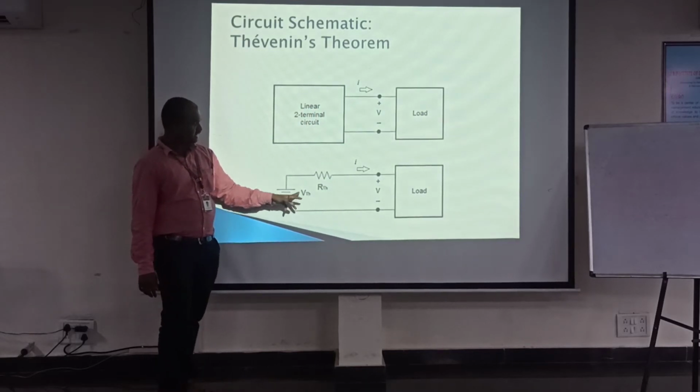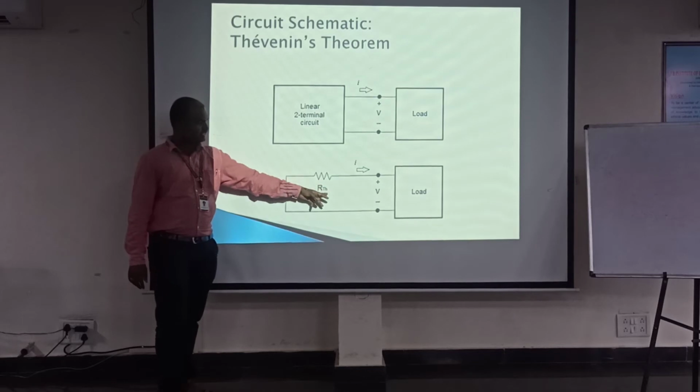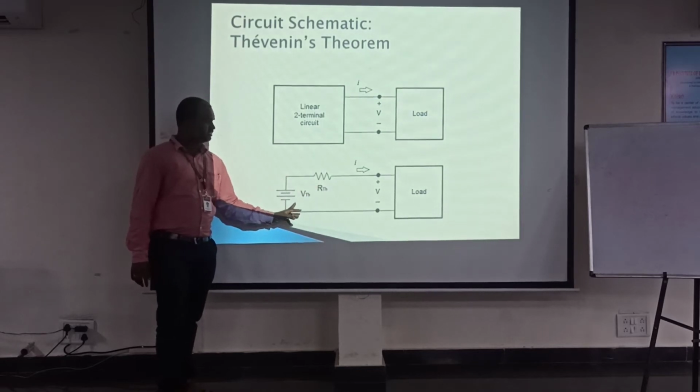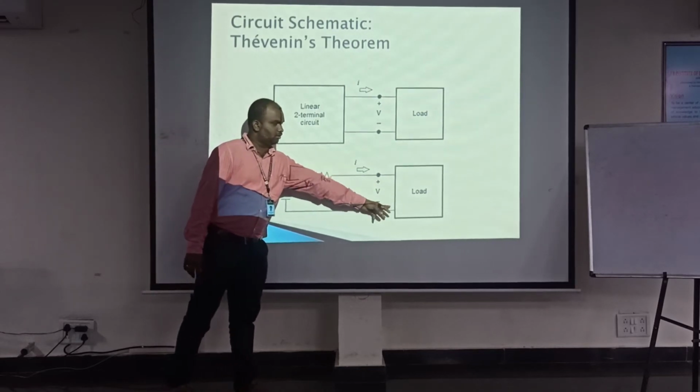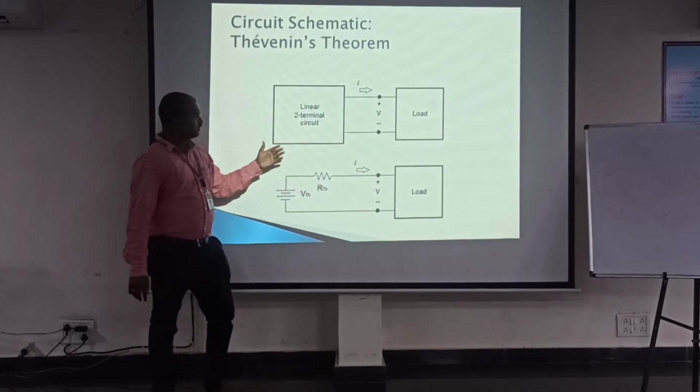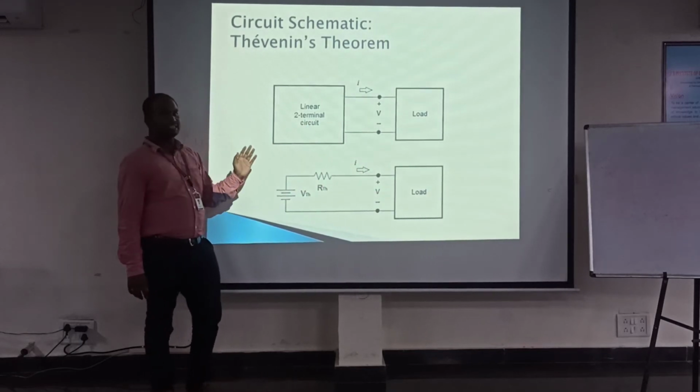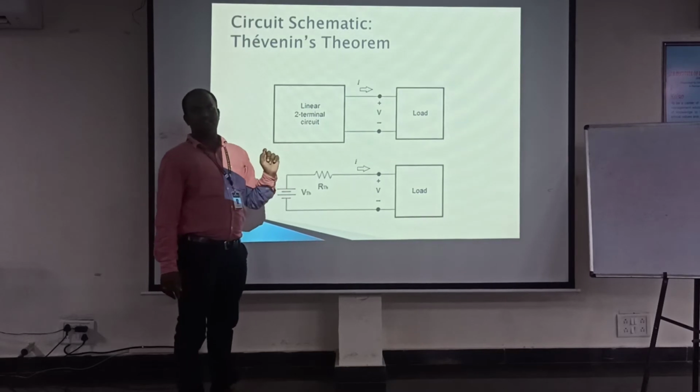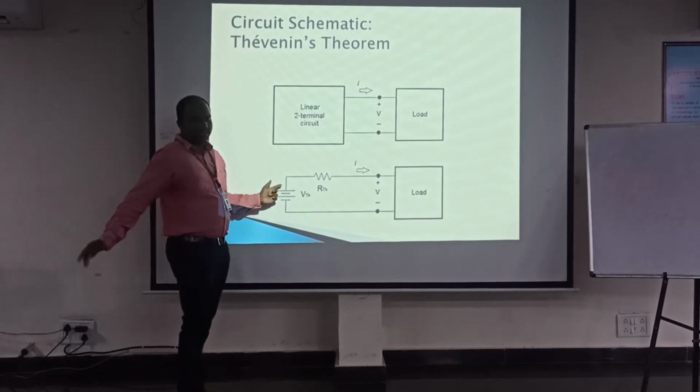Here, I represented the VTH. In series with the VTH, we represent the RTH. These two are connected in series. Again, we connect the load. So this is the way to simplify the network. When a complex network is given, that complex network will be simplified by using this theorem.